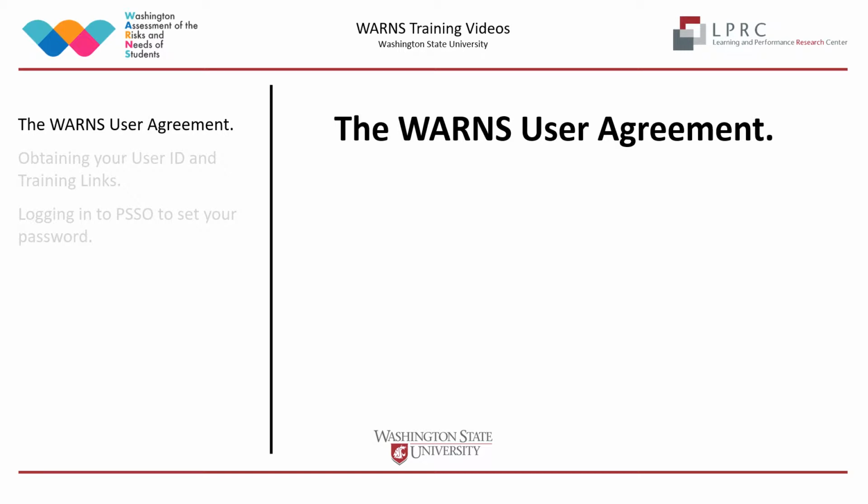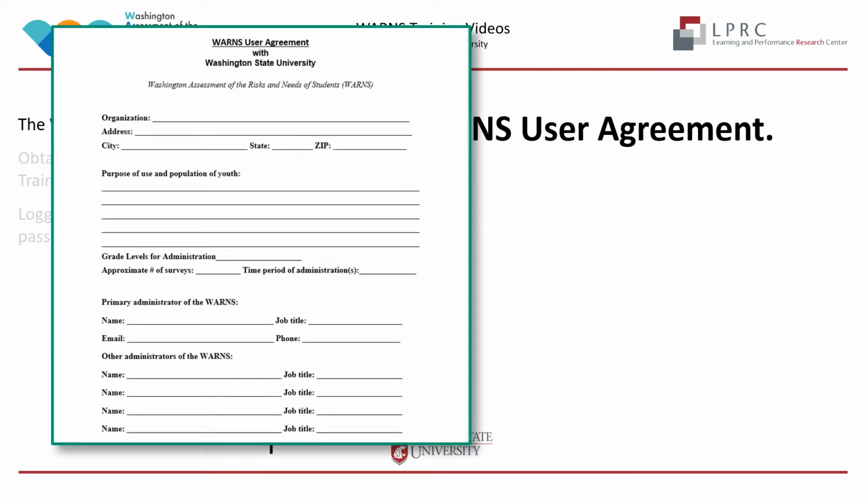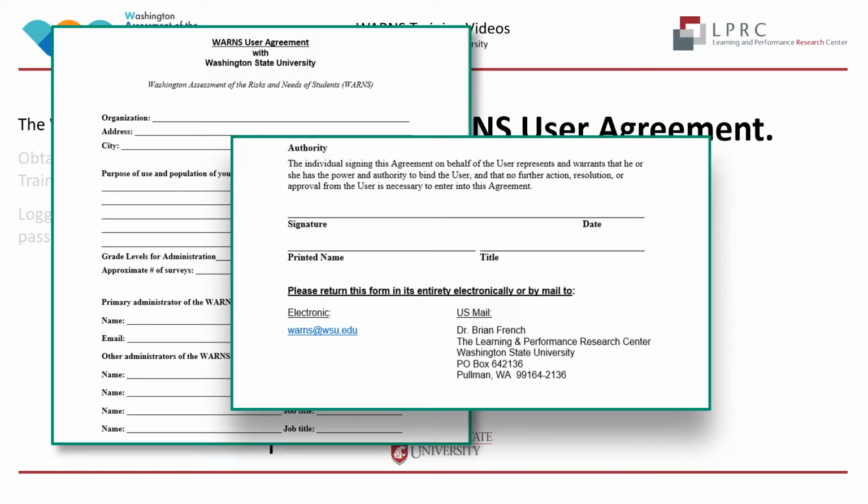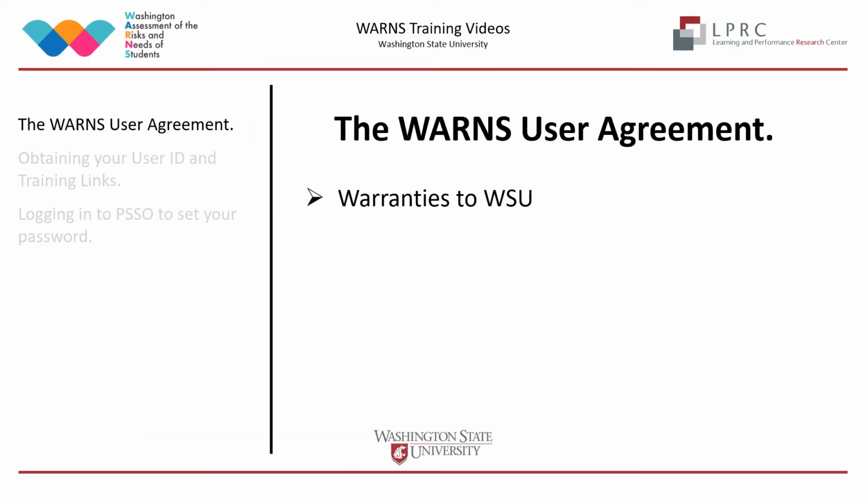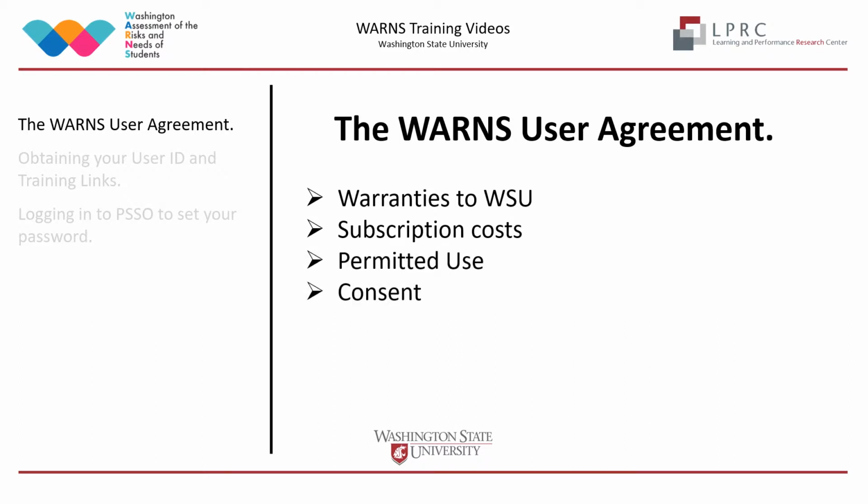The warrants user agreement needs to be signed by an individual who has the power and the authority to bind your organization to such an agreement. The user agreement contains information on the warranties to WSU, payment and subscription fees, permitted and prohibited use of the assessment, consent, confidentiality, and additional legal details.